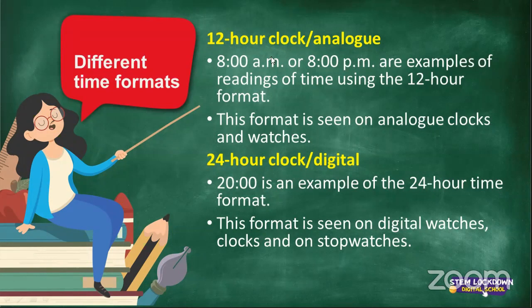So whenever you are asked to answer a question in the 12-hour format, you need to make sure you always remember to put in your AM or your PM. This is usually found in analog clocks and watches, those you put up on your walls. The 24-hour clock, which is the digital one, is found on digital watches and stopwatches, and even on phones mostly.